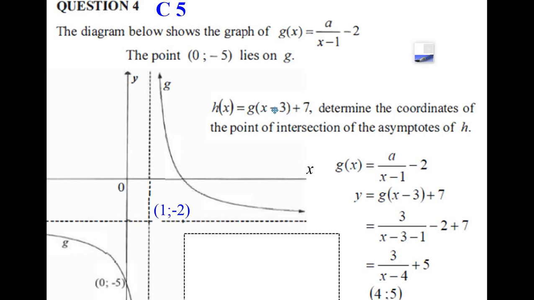Just remember, when it's inside the brackets, if you add numbers, you actually go to the left that many. And if you subtract numbers, you go to the right. That works for parabolas. It works for all sorts of different functions inside the bracket like this. Okay, well, I hope that helps.